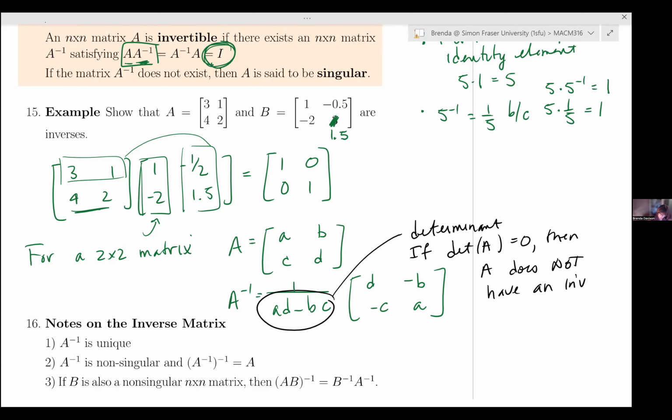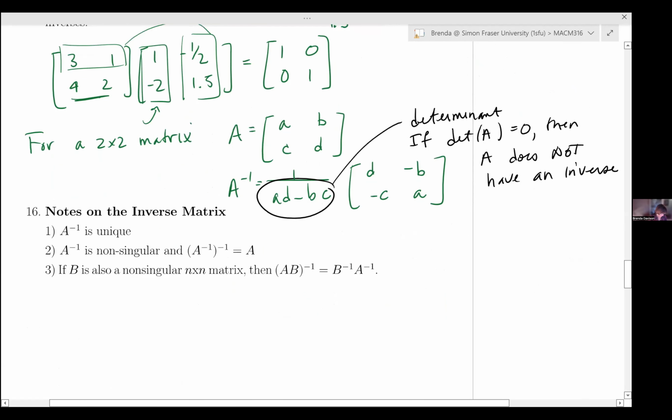So not every matrix has an inverse. We're going to be careful about that. If a matrix A has an inverse, it's unique. The inverse is non-singular, and the inverse of the inverse is A. This means non-singular means it has an inverse. We know that A inverse has an inverse because it's A, and we already know that A exists.